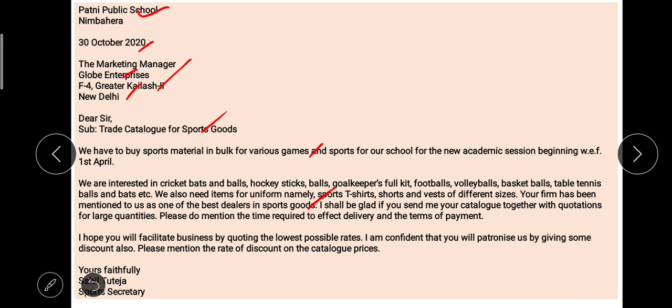This is the theme of this letter. And then second paragraph will give the detail of the topic. We are interested in cricket bats and balls, hockey sticks, balls, goalkeepers, full kit, footballs, volleyballs, basketballs, table tennis balls and bats, etc. We also need items for uniform, namely sports t-shirts, shorts and vests of different sizes.